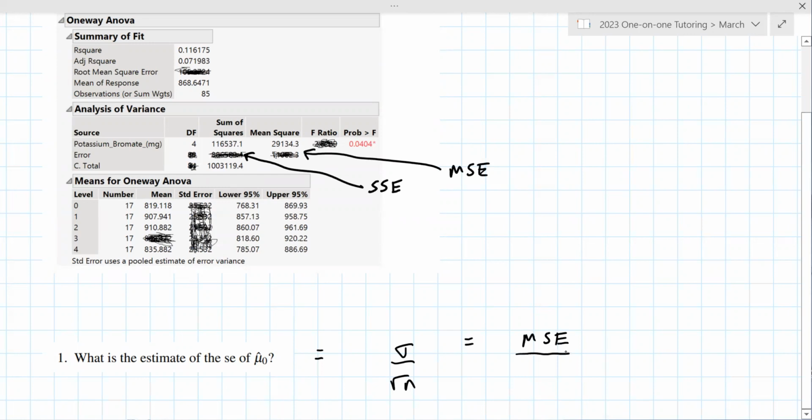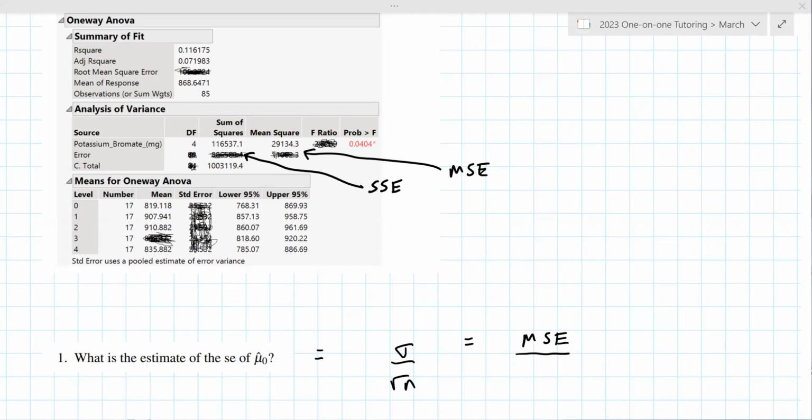17. Why 17? I'm unsure. I thought it was for the 85, but maybe it's within the groups. That's what I thought too, but then he put 17. We can figure that out right now. It's not a big deal, but let me double check on my end. Sounds good.